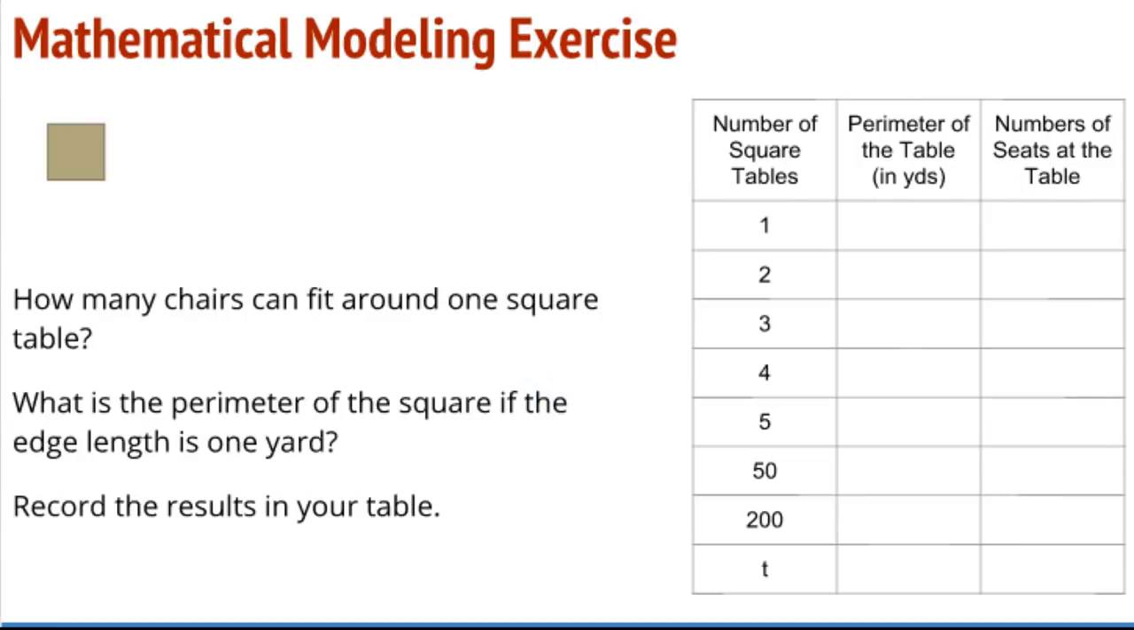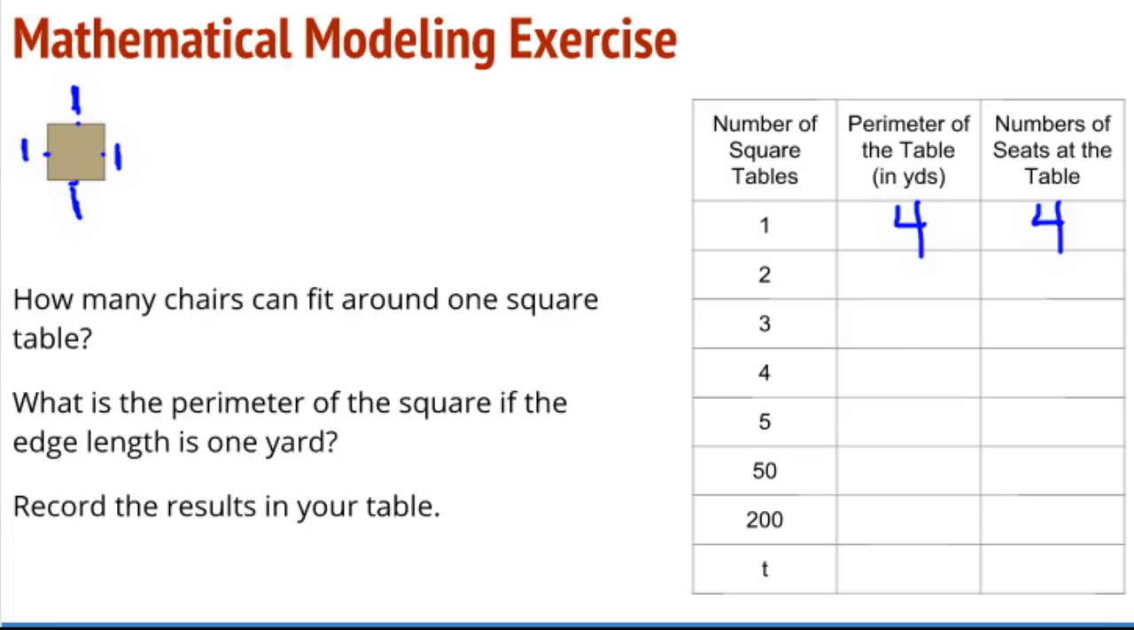All right, so we have a single table. Now, thinking about the rules that we've talked about here, we can put one person on each side of the table. So how many chairs could we fit around the table? Well, we could fit 4 of them. And the perimeter is 1 unit, 1 unit, 1 unit, and 1 unit added all together, and we have 4 yards, because it says the side of each table is 1 yard long. And we have recorded the information on the table.